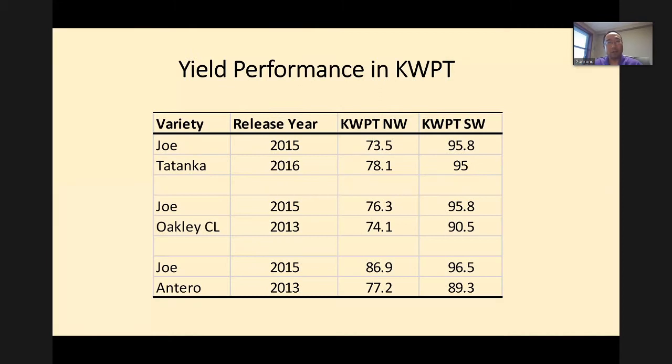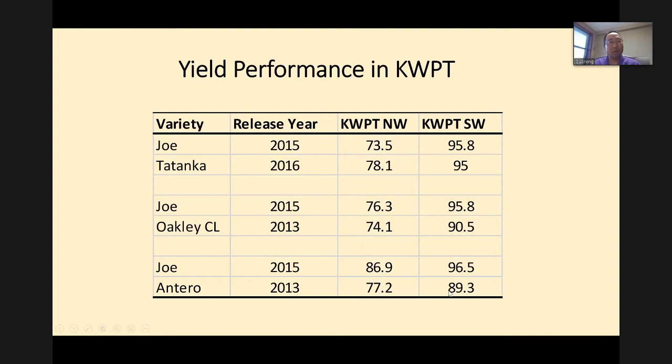And this is Joe's performance in northwest Kansas and the southwest. In the southwest it was similar to Tatanka, but in the northwest it is a little bit lower, about 5 bushels lower than Tatanka. Joe had a yield advantage over Oakley Seal in both regions. And compared with another white one from Colorado and TAM Terrell, you can see it has a lot of yield advantage.